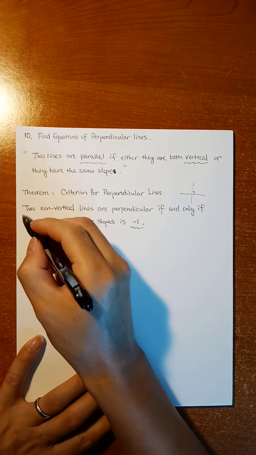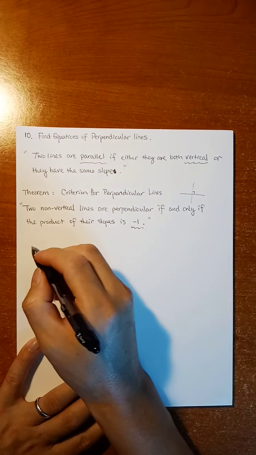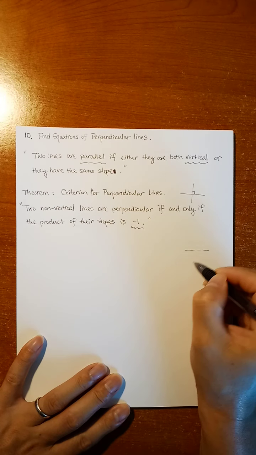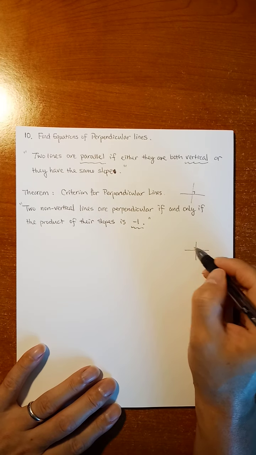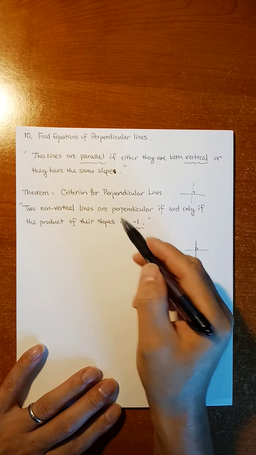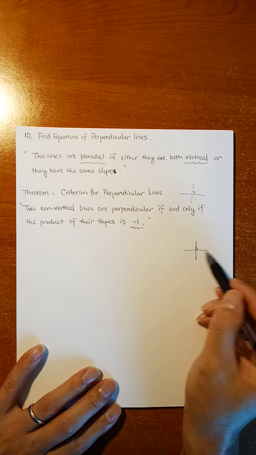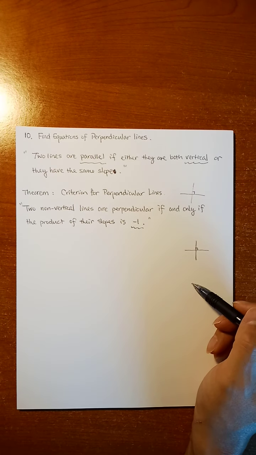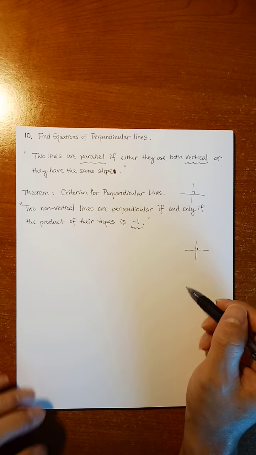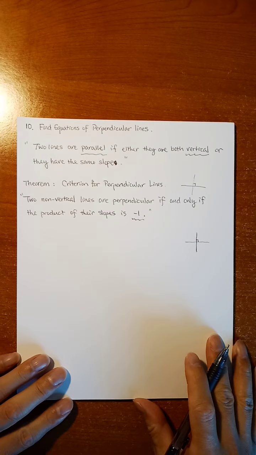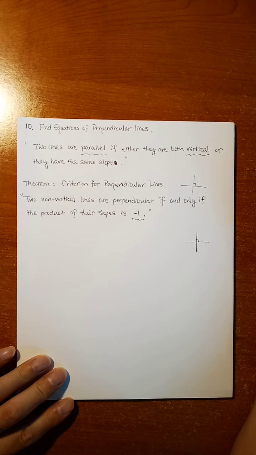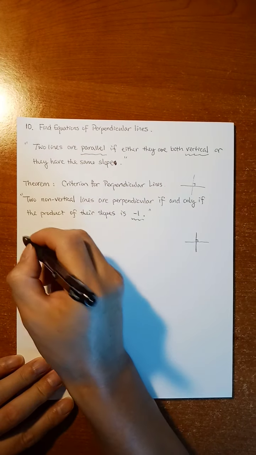Another special case is that one line is horizontal, the other line is vertical, and naturally they are perpendicular. In this case, one is vertical, so it is not in the discussion of this criterion. But this one is trivially obvious, right? It's obvious. So let's see the application. Example.